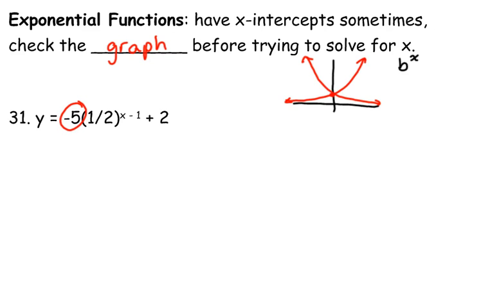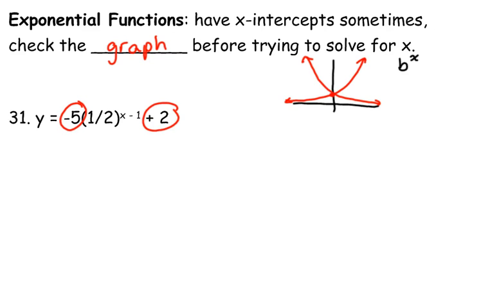You need to look at the coefficient in front. If that is negative, what happens to our function? It flips over the x-axis. So instead of being above the x-axis like the picture I just drew, it's completely below the x-axis. It still doesn't cross the x-axis. But after that happens, we add 2 to it. So everything moves up 2. So where we didn't cross the x-axis before, now we do.